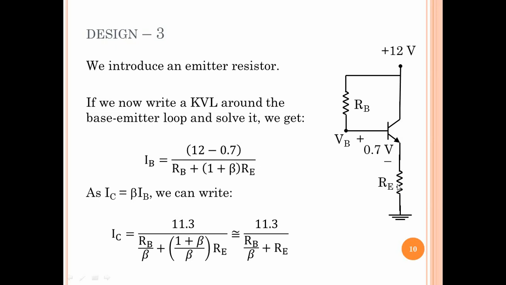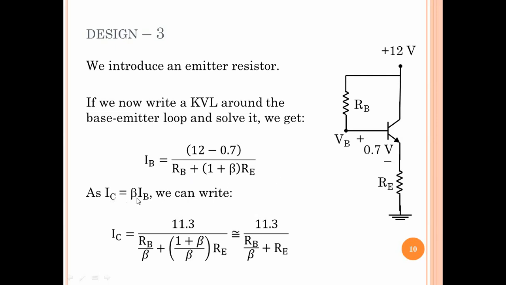And with this emitter resistor, we now reanalyze the circuit and rewrite the equation. Again, we write a KVL from 12 volts through RB through 0.7 to RE. I'll not do this because I'm assuming that you've already done it. So we'll just write the equation for the base current. The base current is 12 minus 0.7 divided by, so this is IB RB and there is an IE RE, and IE is (1 plus beta) IB, so that we get IB equal to (12 minus 0.7) divided by (RB plus (1 plus beta) RE).